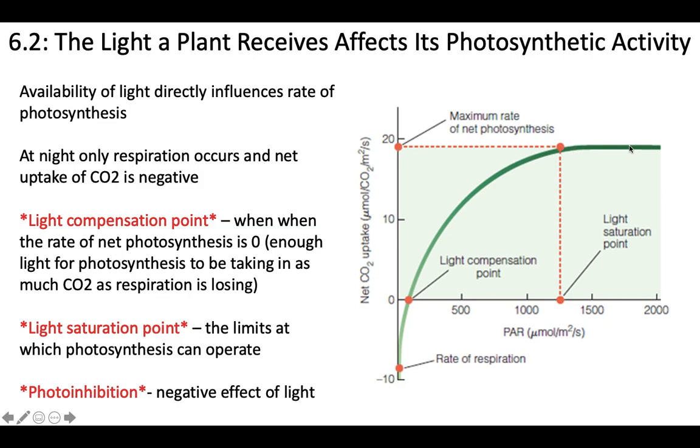And as you know, photoinhibition is the negative effect of light on plants. And photorespiration can happen when you hit this light saturation point and can actually negatively affect photosynthesis.